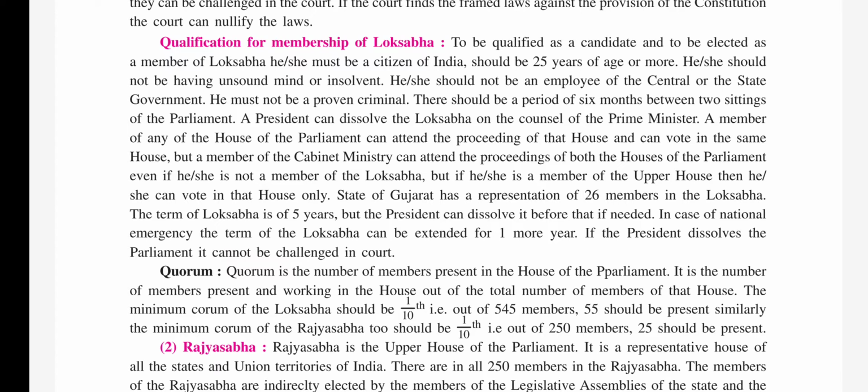The term of Lok Sabha is of 5 years, but the president can dissolve it before that if needed. In case of any national emergency, the term of the Lok Sabha can be extended for 1 more year. If the president dissolves the parliament, it cannot be challenged in court.